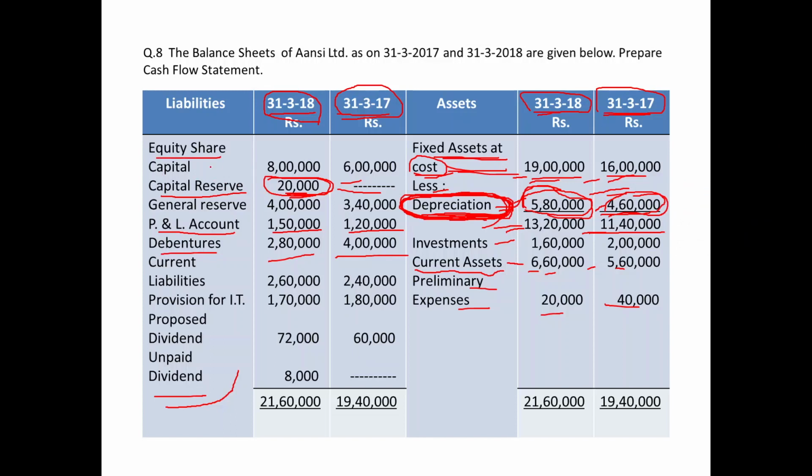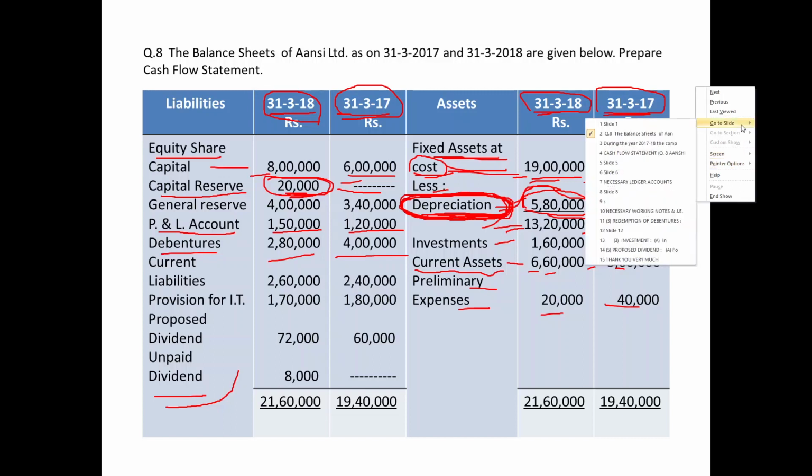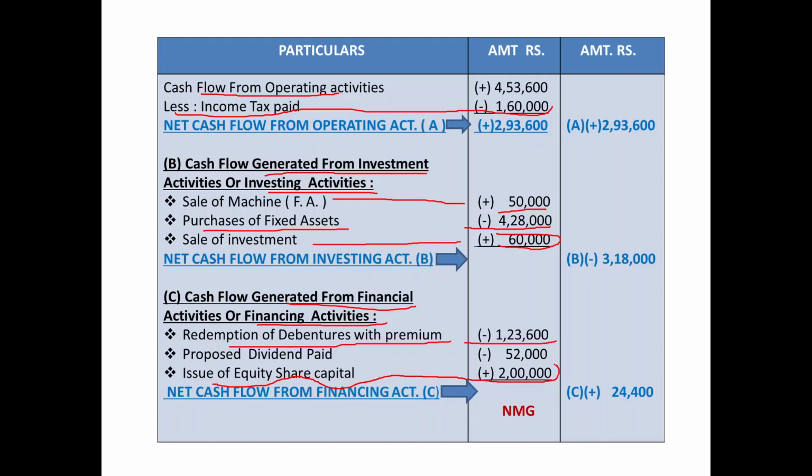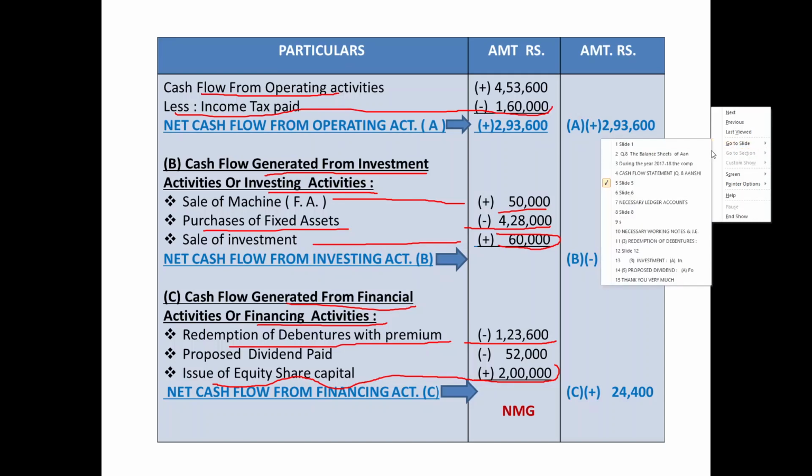Equity share capital 6 lakh versus current year's balance 8 lakh. What does it mean? It means in the current year a further issue has been made for rupees 2 lakh. Bank account debited, equity share capital account credited 2 lakhs. It indicates cash inflow under title C. Issue of equity share capital plus 2 lakhs.